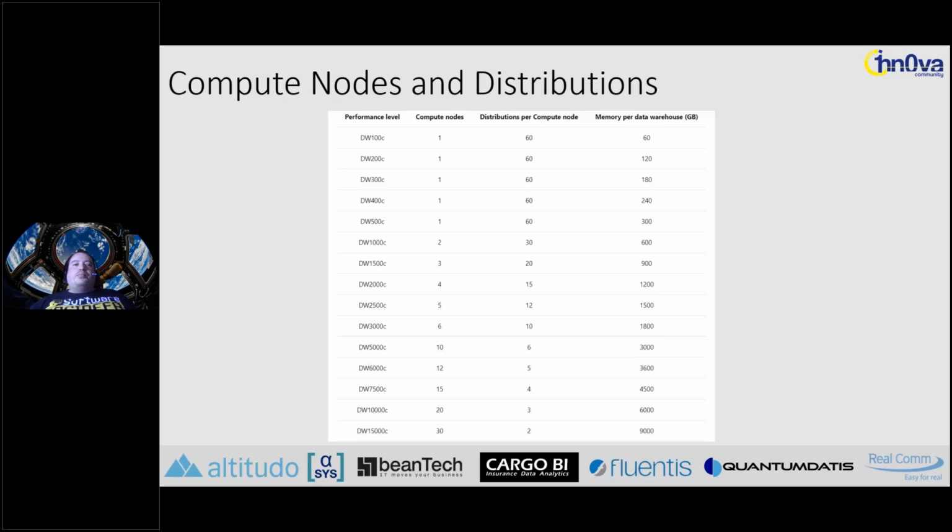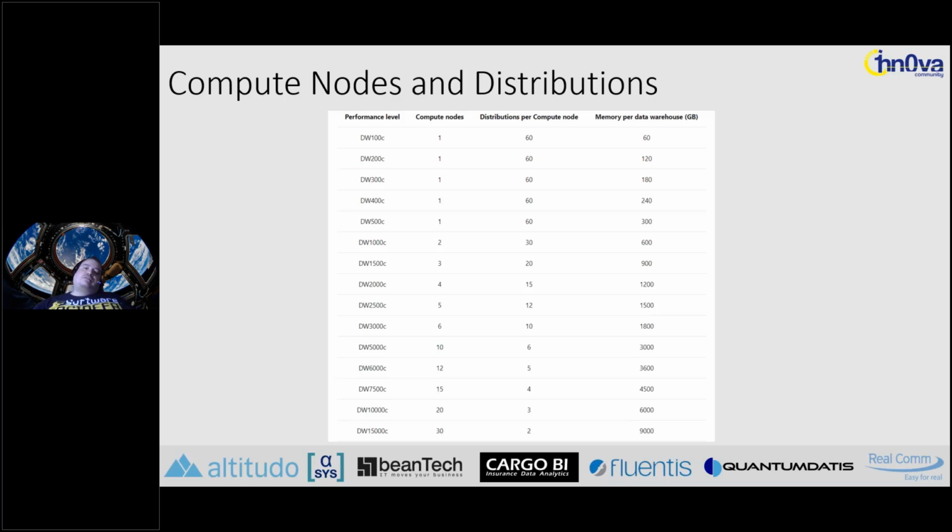So, compute nodes and distributions. When we provision an Azure SQL dedicated pool, we specify a performance level. Performance levels below 1000 are just for playing, because they have a single compute node. Everything is on a single compute node. You get a considerable amount of memory. True. But still, everything is on a single compute node. So it's considered for playing.